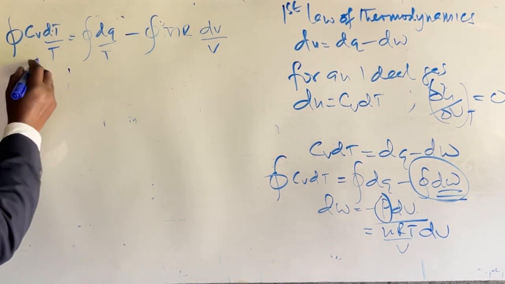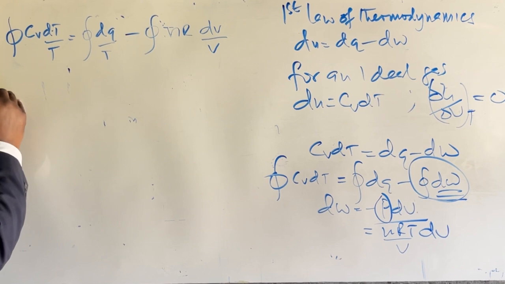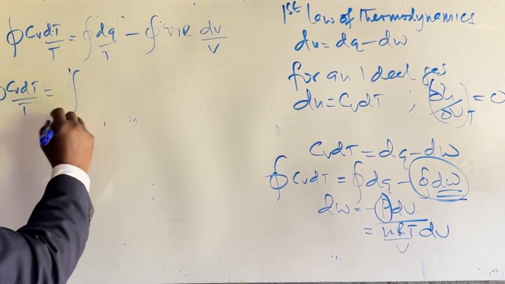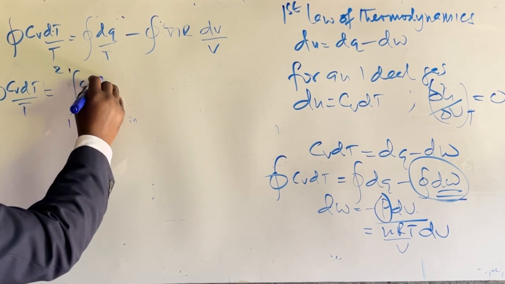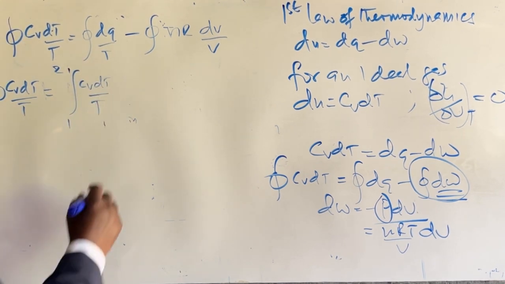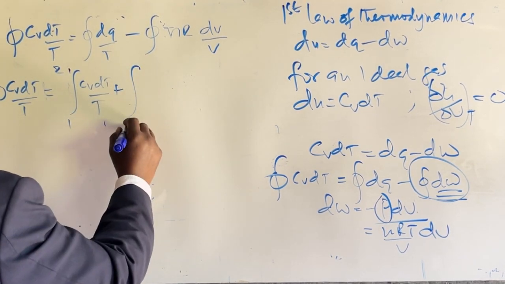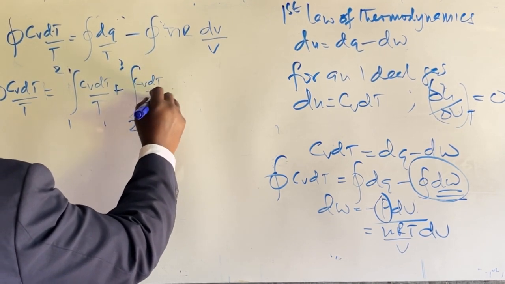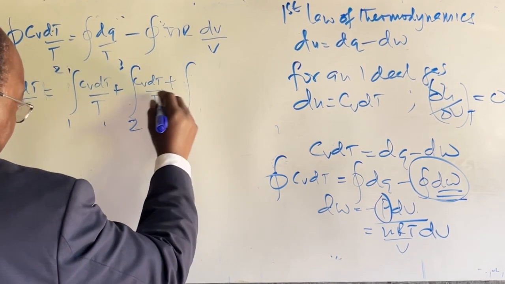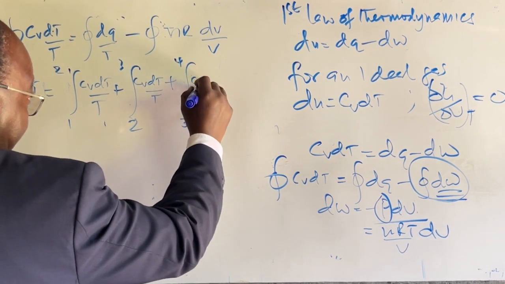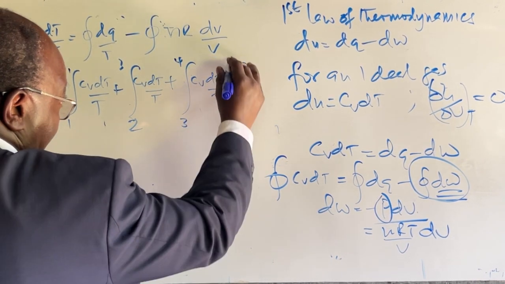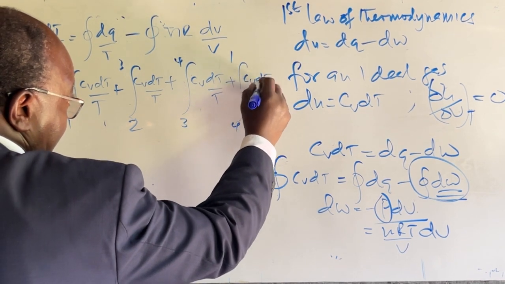And like I said, the integral of Cv dT over T is the same as the integral from 1 to 2 of Cv dT over T, plus the line integral from 2 to 3 of Cv dT over T, plus the integral from 3 to 4 of Cv dT over T, plus the integral from 4 to 1 of Cv dT over T.